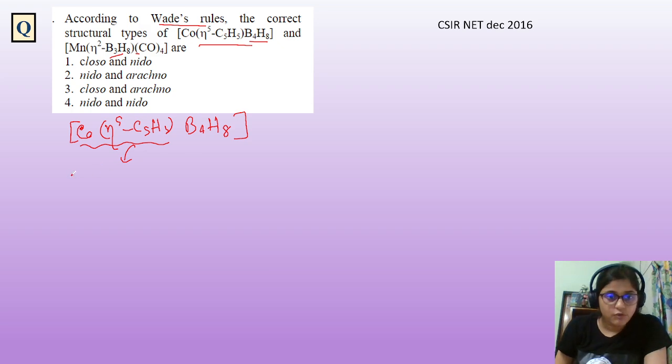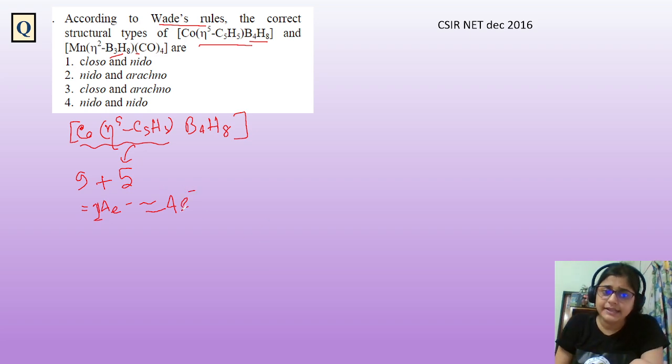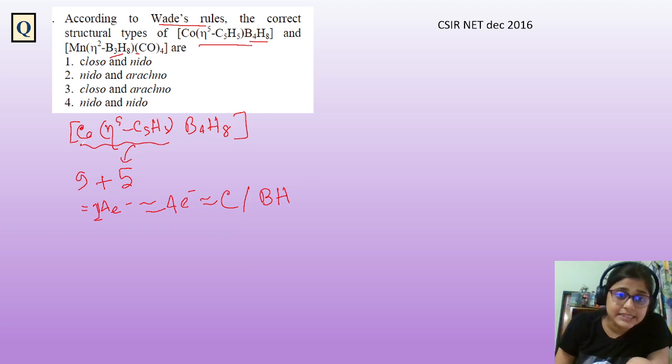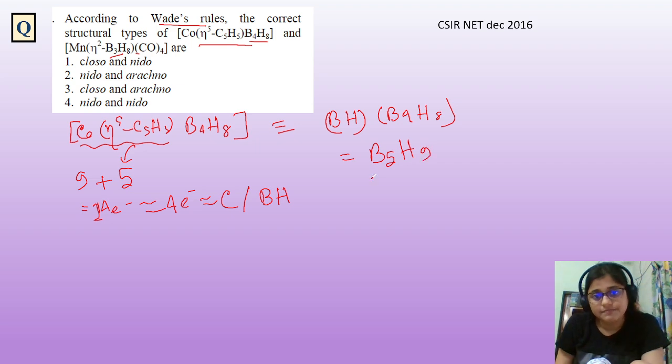Okay. So cobalt means we know this is a d7 system. We will take 9 electrons for it and 5 for the Cp. Fine. So 14 electrons as a total. 14 electron means we can compare it with 4 electron species in the main group, and this is nothing but carbon or BH. Clear? So we can replace this whole thing with BH. This will be BH and B4H8. As a total, we can write B5 and H9. Clear?